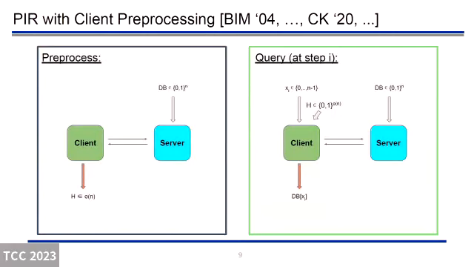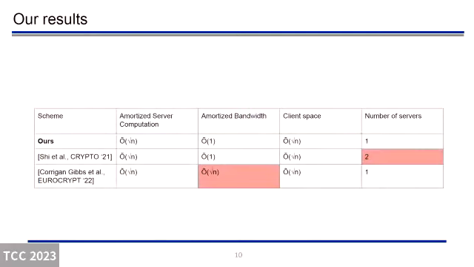And what we show is that in this model, we construct a scheme that can achieve Õ of square root of n server computation, amortized Õ of 1 bandwidth, and Õ of square root of n client space on a single server, where these are squiggly O's, approximate O's, that hide polylog and lambda factors. This improves on previous work from Shi et al. in Crypto 21, which showed the same asymptotics on 2 servers, or by Corrigan-Gibbs et al. in Eurocrypt 22, which showed similar asymptotics but with larger bandwidth.